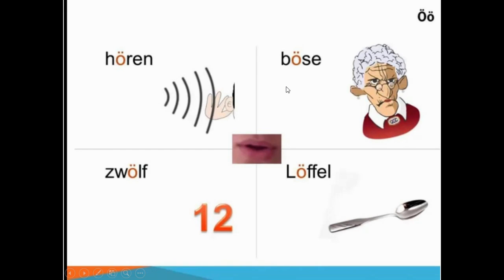Next is o umlaut. The sound of o umlaut is like "u". So this is hören. Hören means to listen. Next is böse. Böse means angry. Third one is zwölf. Zwölf means twelve. Fourth one is Löffel. Löffel means spoon. So hören, böse, zwölf und Löffel.